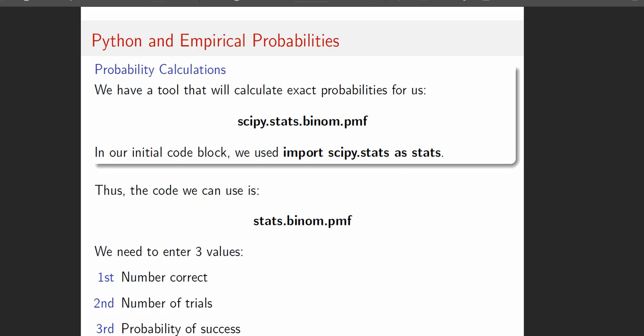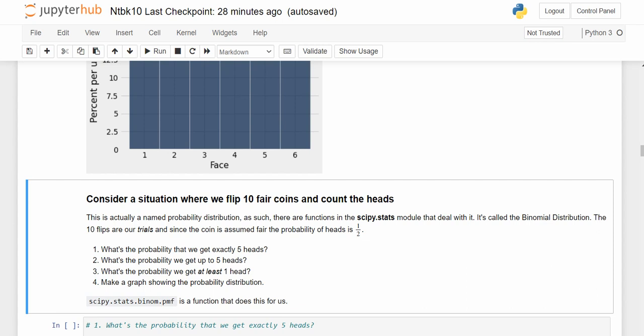Right? So there are 3 things that I enter. The first thing that goes in is the number of correct. So we want 5 out of 12. The number of trials, that's 12. And the probability of success on each trial. Well, if it's, oops, sorry. If it's a coin flip, then of course that's 50-50. So let's jump back in here and see what we have.